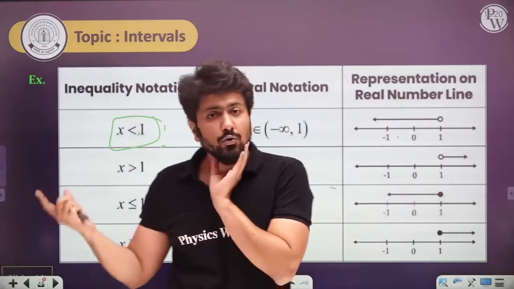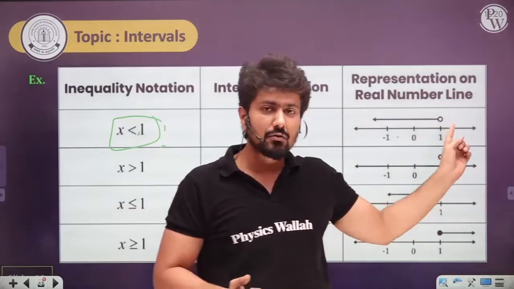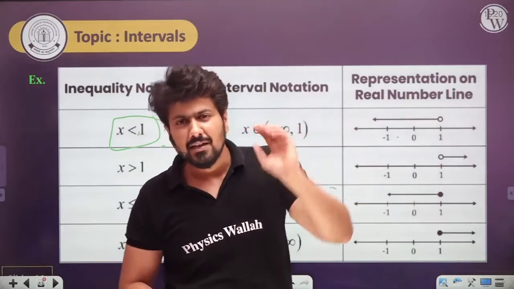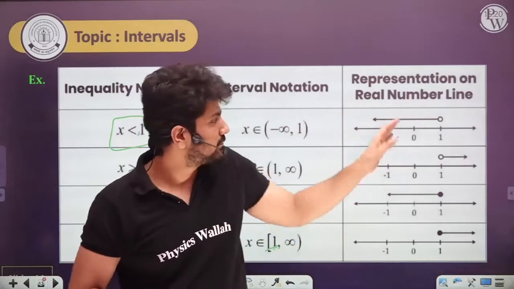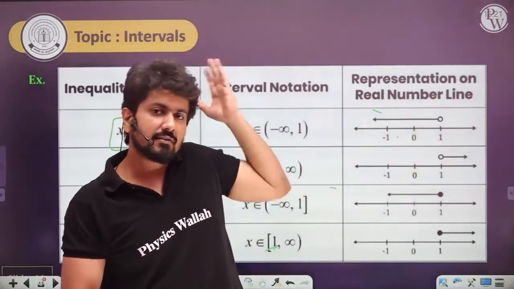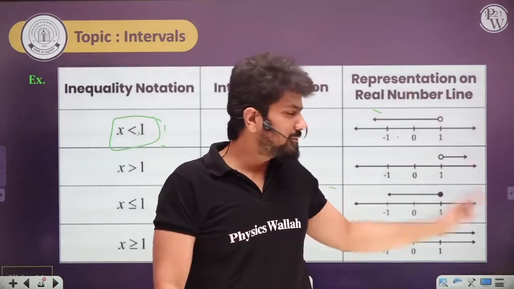For now we are just understanding the representation of these intervals. X less than 1, how do we represent it? There's a hollow circle on 1, and to the left of 1 we are going. X can be any negative number, X can be -3, -4, minus infinity. It can go to the left of 1. This is how we represent it.